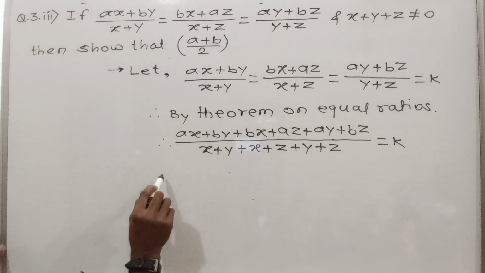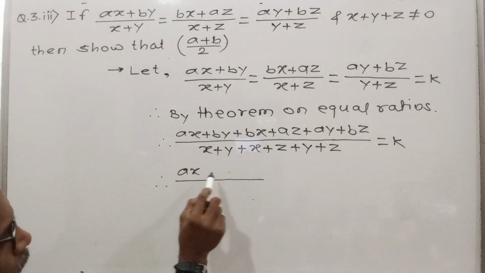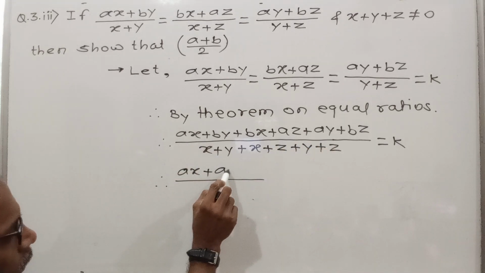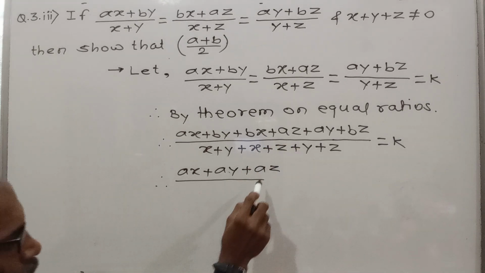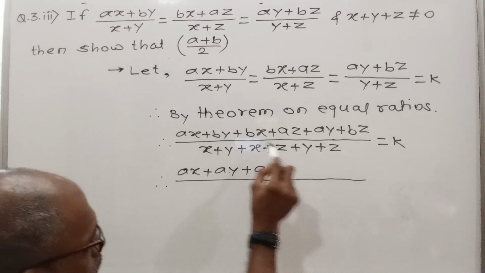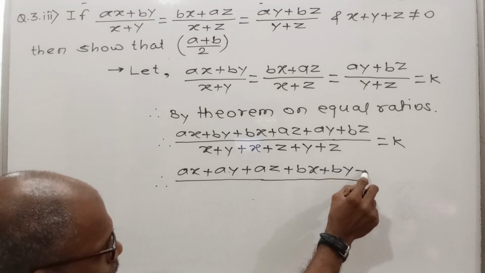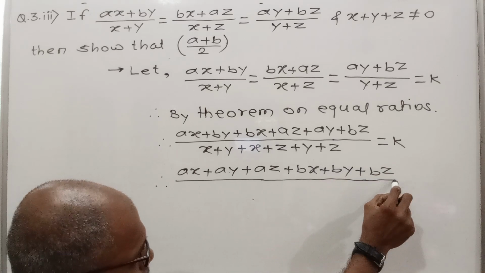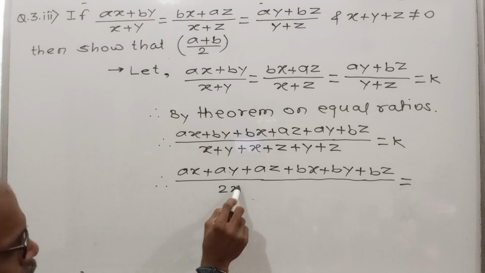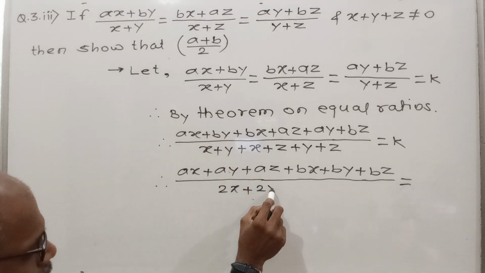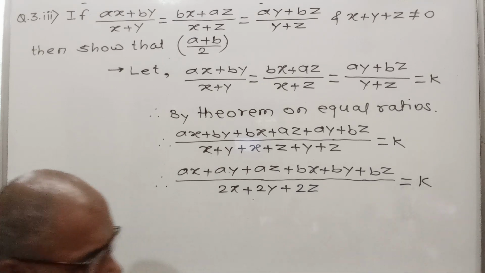Now see this. We take ax plus ay plus az together because a is common here. Then the remaining is bx plus by plus bz, upon x plus x is 2x, plus y plus y is 2y, plus z plus z is 2z, equals k, each ratio.